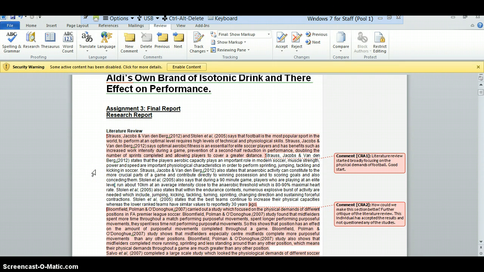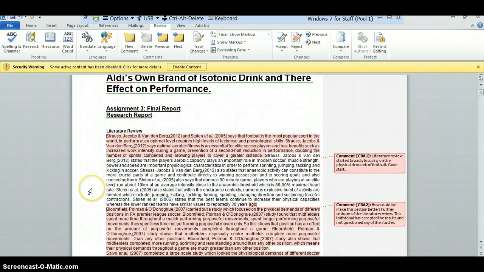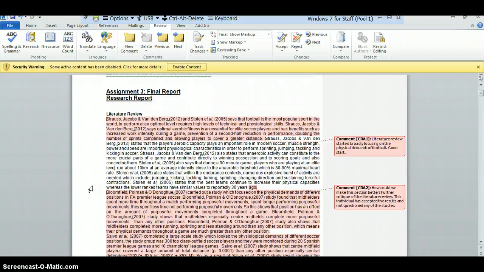Okay, so here, the first comment we've made here, the student has looked at the technical and physiological aspects of football. I don't know if you can see, but the research topic is the effect of Lucozade and aldehyde, or whatever it's called, on football performance. So the first thing that they've gone into is the physiological demands of football. Okay, it's a good place to start. It's nice and broad. It's explaining the history of football and what research is done in the past.